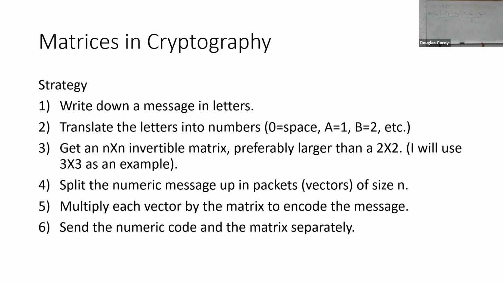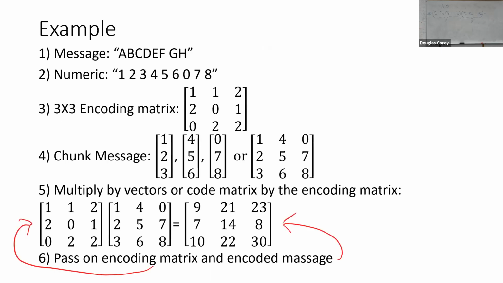Then the person you're sending the message to has to know what your matrix is, and they have to know what your code is. So you send it to them in different ways, because if they were both intercepted, then anyone could decode it. This is an example, and the big question is, how do you decode this? So there's my message, ABCDEF space GH.